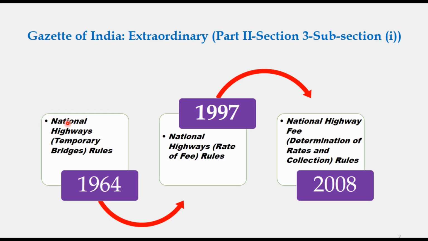The first rules for toll rate were developed by the central government, and these are called National Highway Temporary Bridges Rules. The first revision of these rules was made in 1997, and they were called National Highways Rate of Fee Rules, and then in 2008 National Highway Fee Determination of Rates and Collection Rules. After that there have been several amendments to these rules.